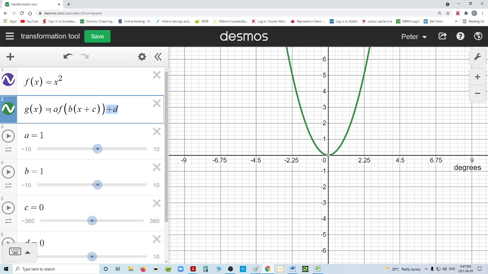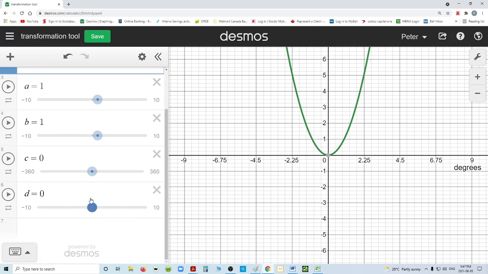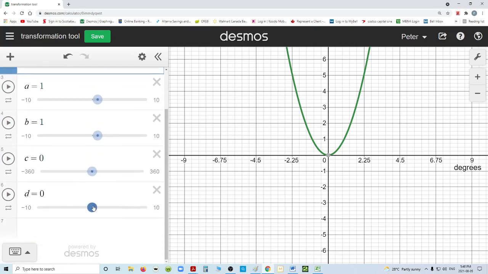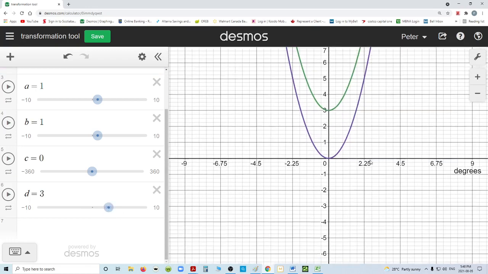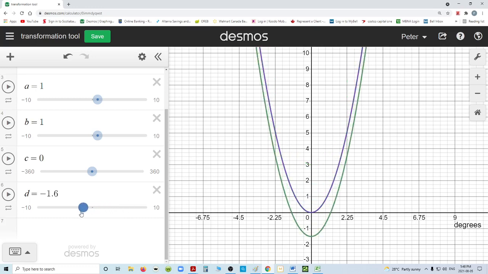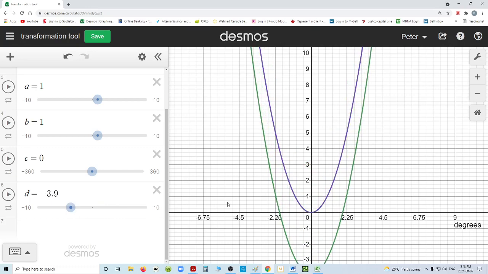Let's go straight to those. So a and d. What will happen if I change d? Well, d is simply at the end here. It adds on. It's just going to raise or lower my parabola depending on how much I add on. So if I add on 3, okay, there. The purple's the original, and the green is the new transformed one. It's simply been raised by 3. And if I lower it by -4, let's say, there it is.